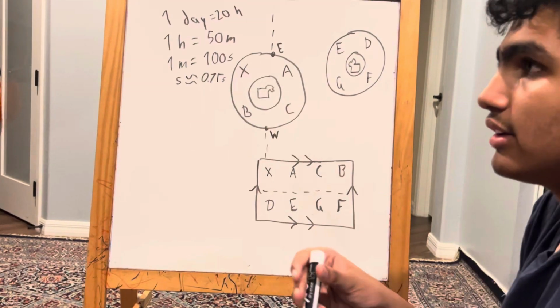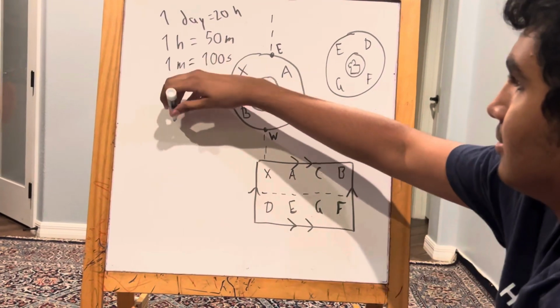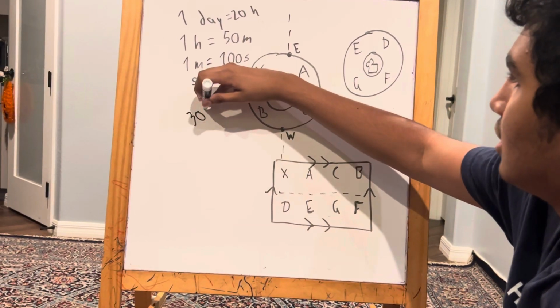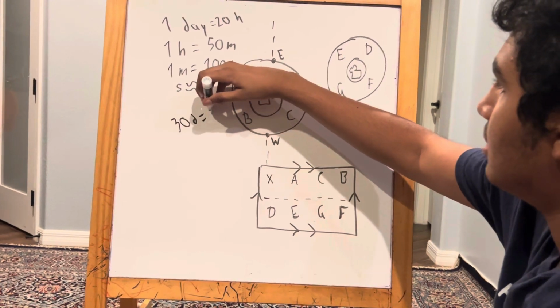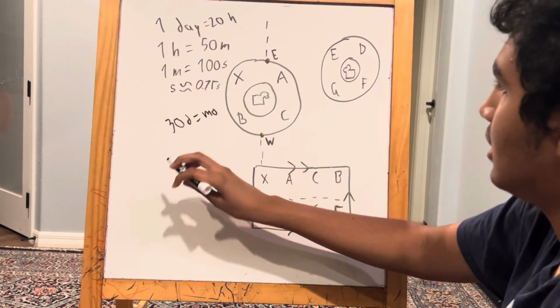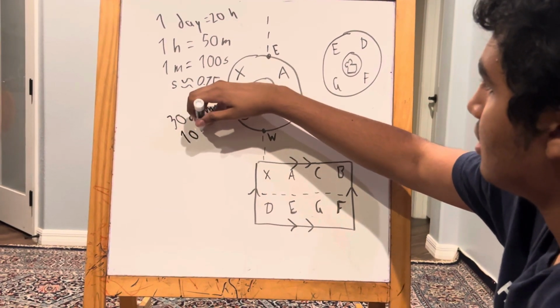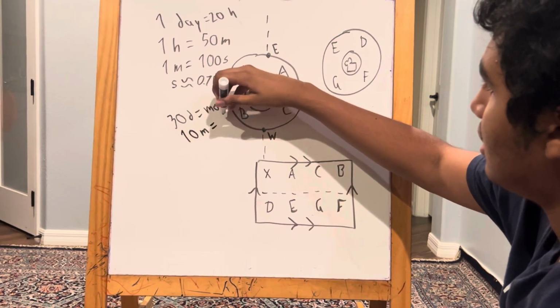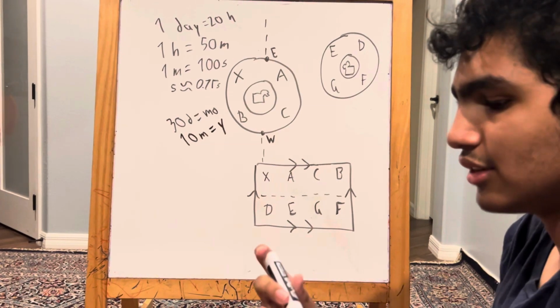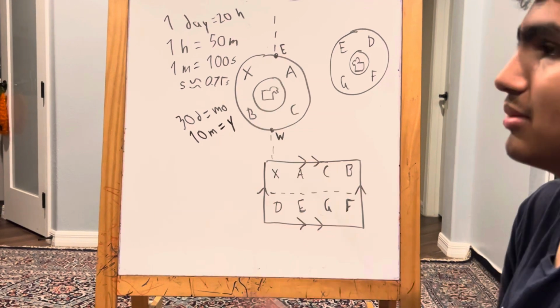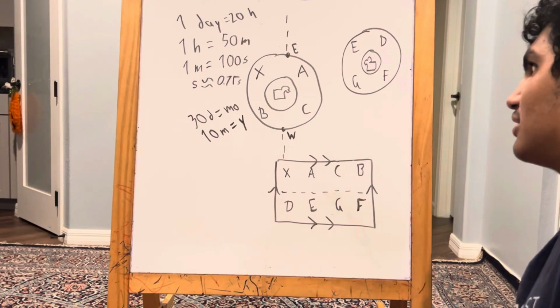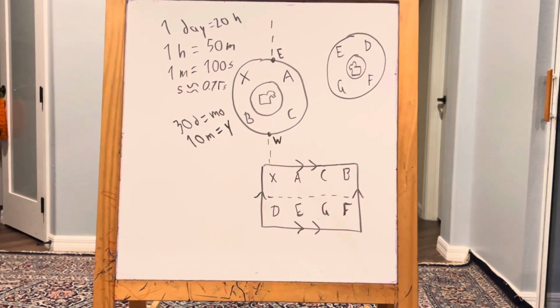Now, days, right? There are 30 days in a month and 10 months in a year. So I guess it's a very metric system that they use. It's all very base 10 centric.